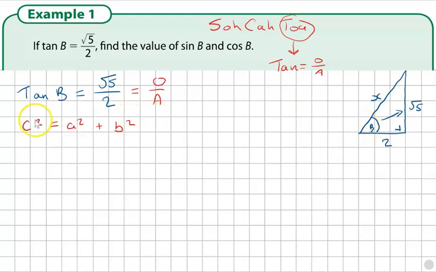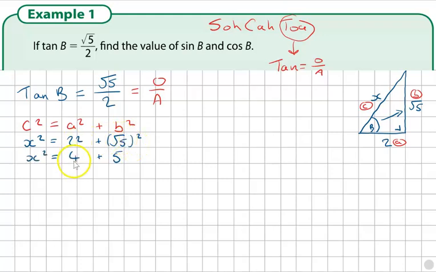So we're going to use Pythagoras' theorem here, which is c squared equals a squared plus b squared. We're going to label the x, which is the hypotenuse, as the c. And then the other two sides are going to be the a and the b. So then we sub into our Pythagoras' theorem formula. So c squared is going to be x squared, a squared is going to be 2 squared, and b squared will be root 5 squared. So x squared equals 2 squared plus root 5 squared.